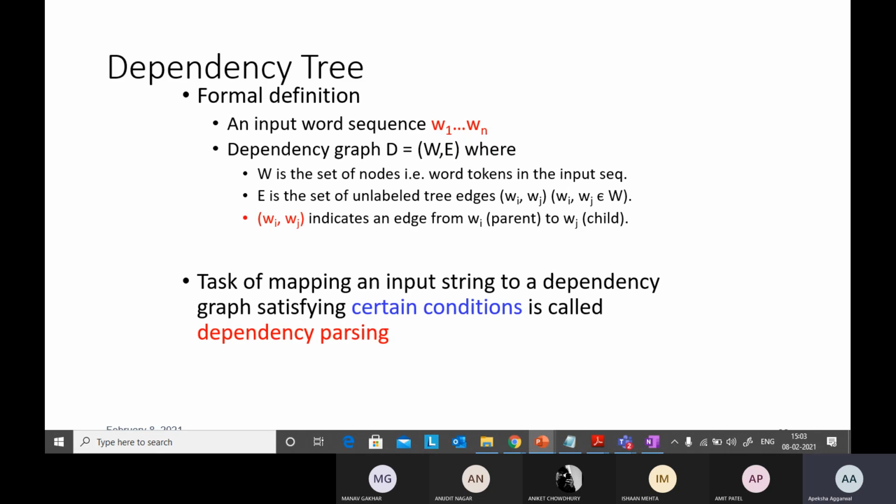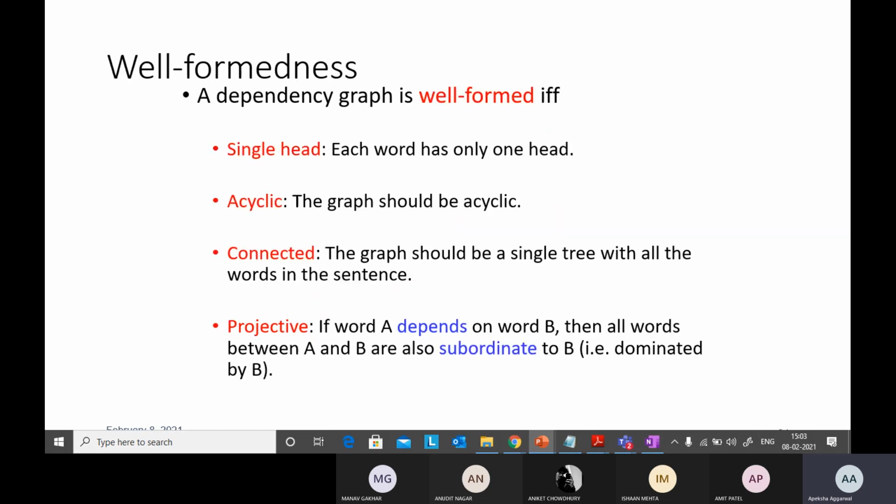So let's see. This is the formal definition. We are just taking an input sequence and creating a tree. Whenever we have a generated tree for a particular grammar, and a new sentence comes, we parse it; sentence two comes, we parse it according to that tree, that already generated grammar. So that is a simple thing.